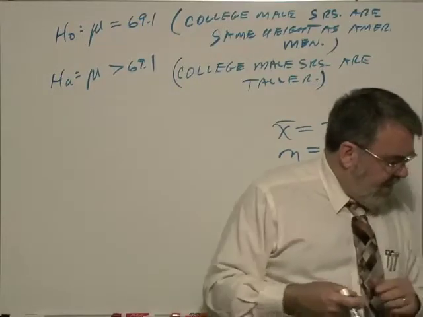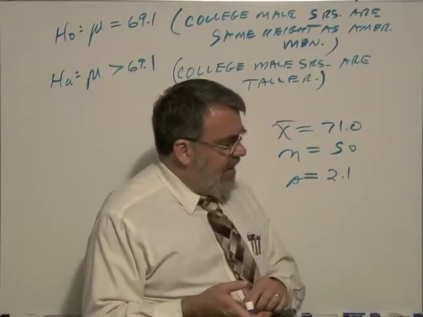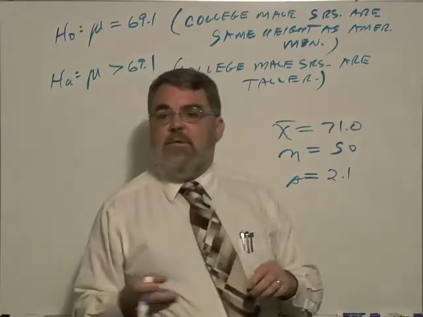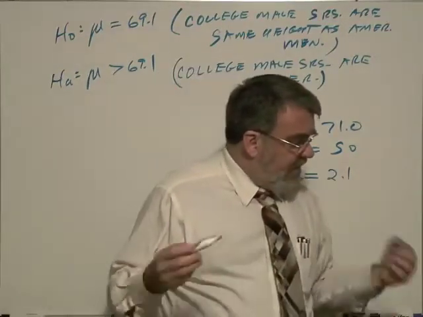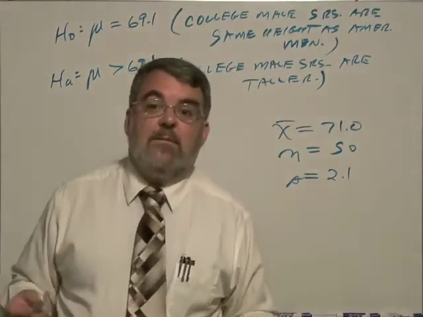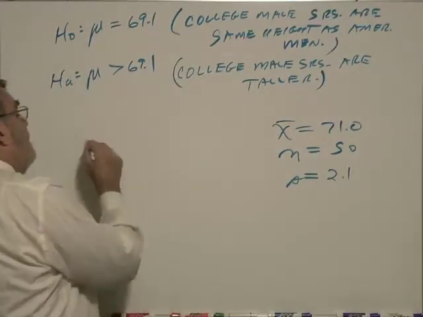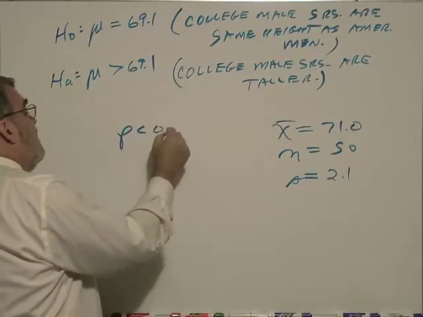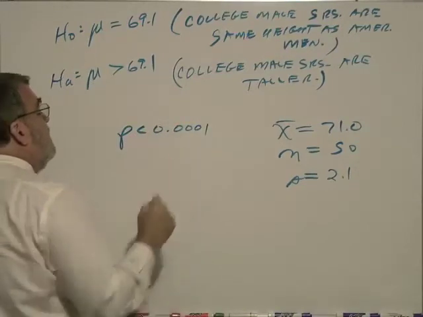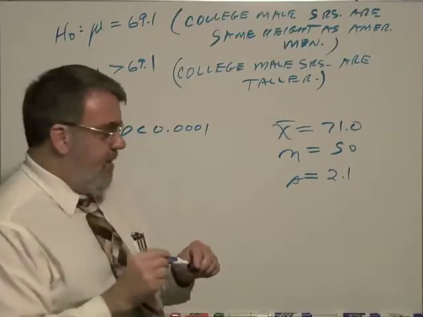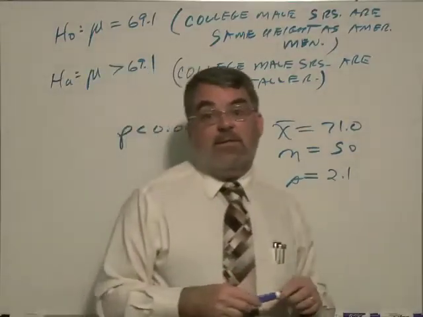Now, part B asks, what can we say about the mean height in the population from which the sample came? Do we reject or not reject the null hypothesis? Well, we would reject, wouldn't we? Because the p-value is less than 0.0001, then we reject the null hypothesis.